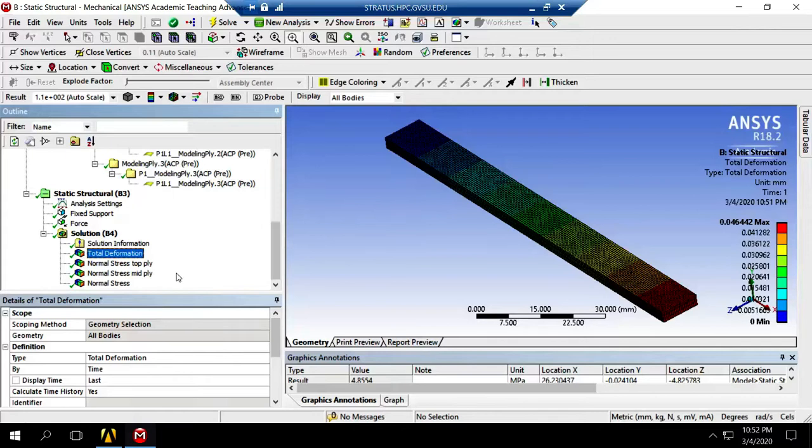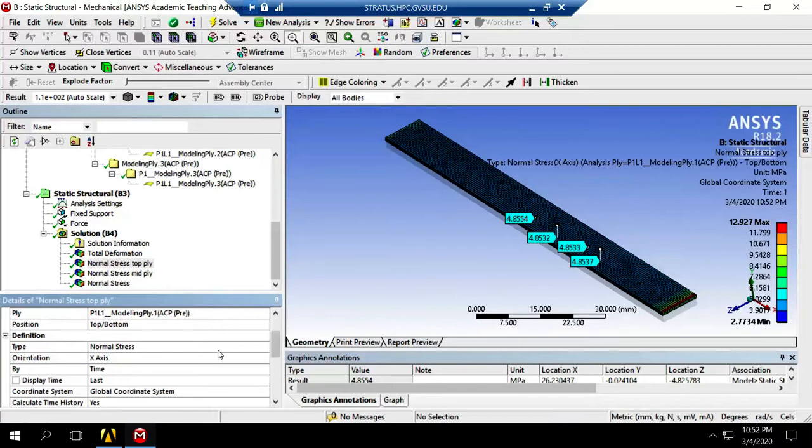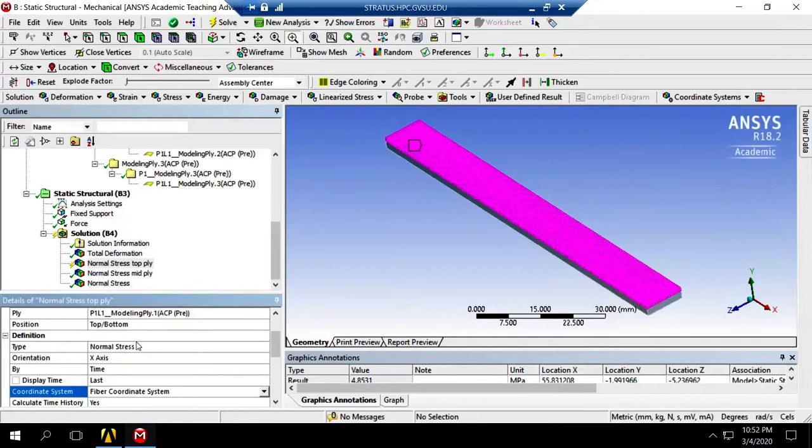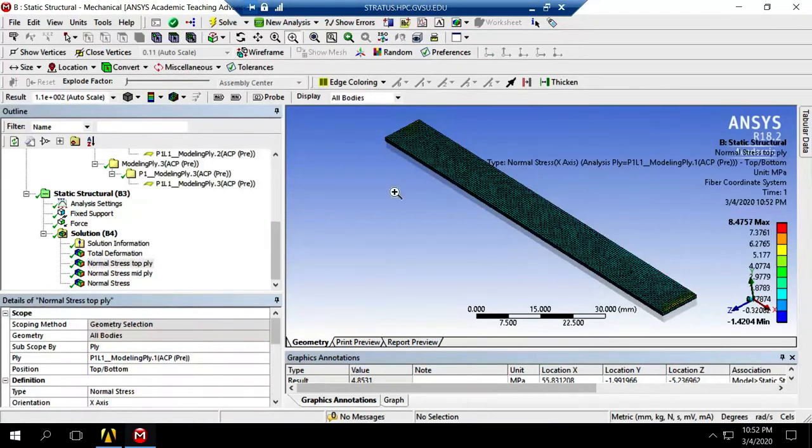So what happens if I'm interested in sigma L and sigma T, which are actually most of the time the stresses I'm interested in, because failure happens in principal directions, and failure theories are defined based on principal directions, similar to isotropic material. So for the top layer, I'm going to change it to the fiber coordinate system and sigma X. Let's see how much I get for sigma X. And the stress here is not significant, 1.2.